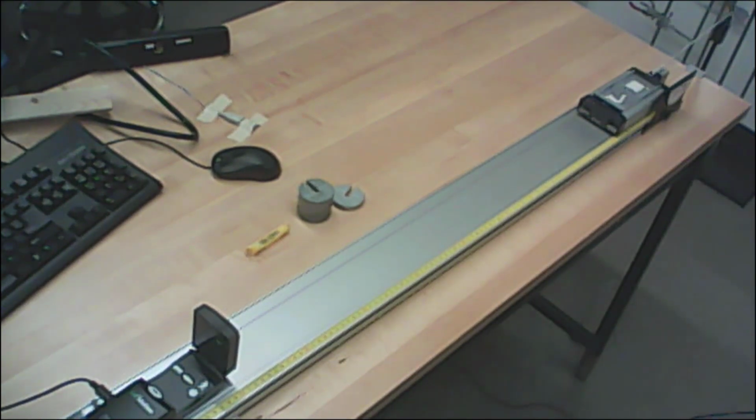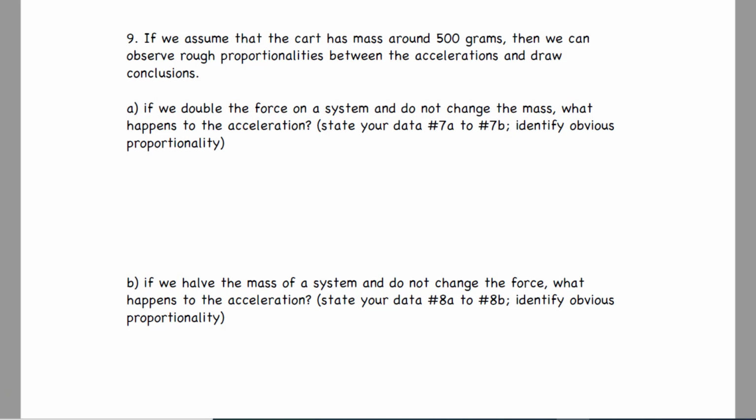So now I'm going to give you some hints on how you do questions 9 and 10, which relate specifically to these last two trials. So in question 9, it's all about those two cases you just studied on the track. So question 9a says, if we double the force on a system, but keep the mass the same, what happens to the acceleration? So you would go back to question 7 and write down your actual values for the accelerations here, so real numbers. And you want to look for an obvious proportionality. So did the acceleration get twice as big, half as big, 4 times as big? Look for obvious proportionalities and answer this question based on your actual numbers.